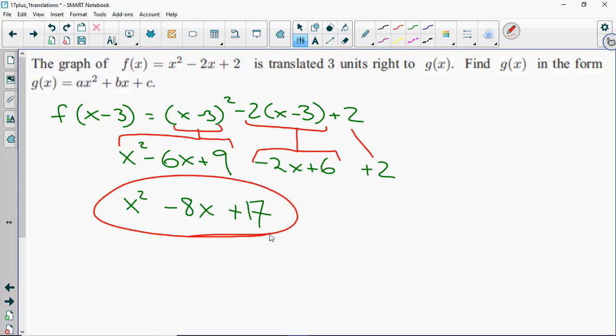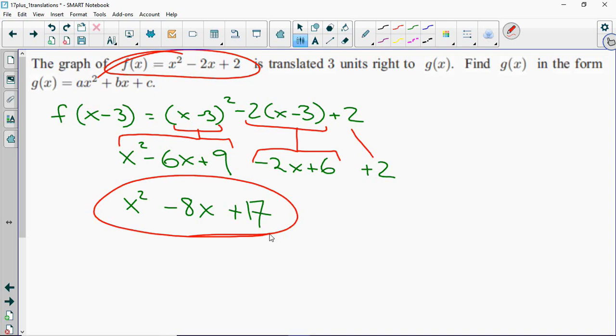Now notice that when you look at that in the current form, there's nothing here that tells you that it was this equation shifted to the right 3. That's like no longer really encoded in the way that we chose to write our answer. x squared minus 8x plus 17.